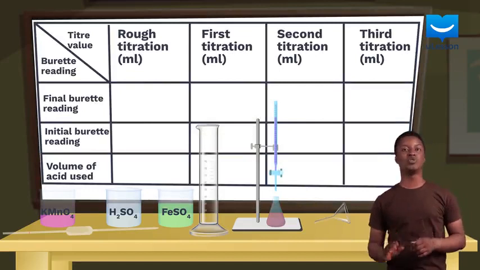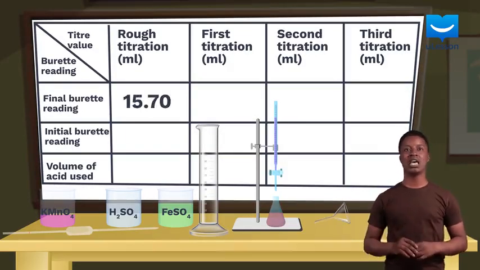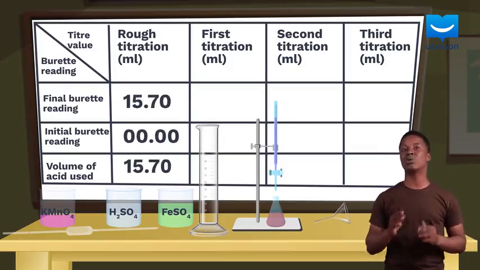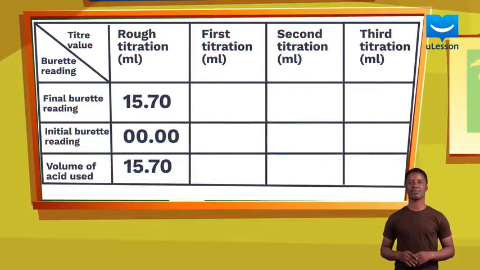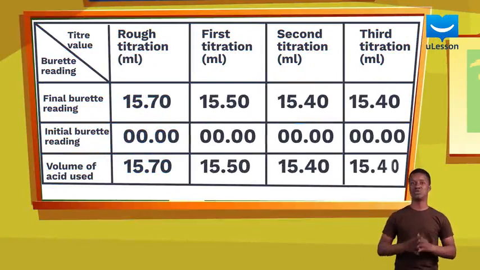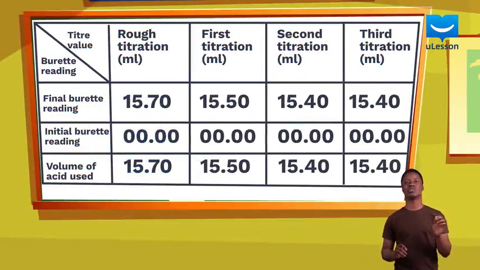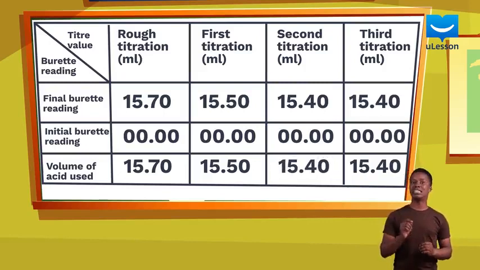Knowing the endpoint to be 15.7 milliliters, we will now perform 3 more titrations in order to get more accurate readings. On repeating the titration procedure, we have obtained 15.5 milliliters as the volume of potassium tetraoxomanganate 7 used in the first titration, 15.4 milliliters for the second titration, and 15.4 milliliters for the third titration.